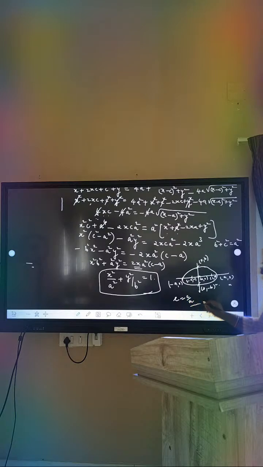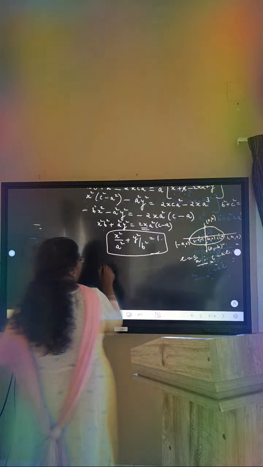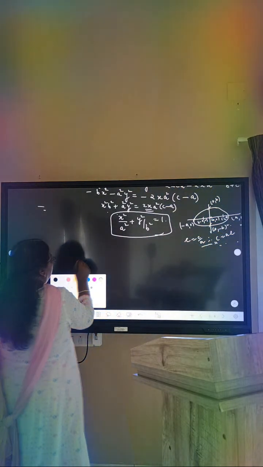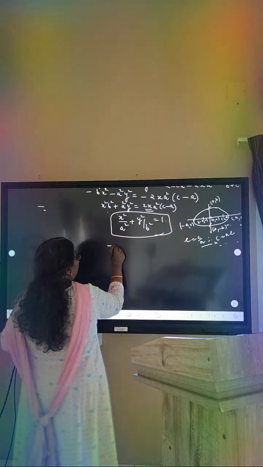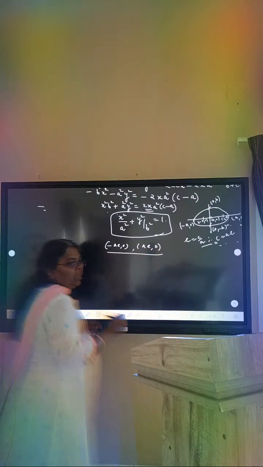There is a relation I said: eccentricity e is equal to c by a, and therefore c is equal to ae, and therefore the foci can also be written as plus or minus ae comma 0. So this is your foci.